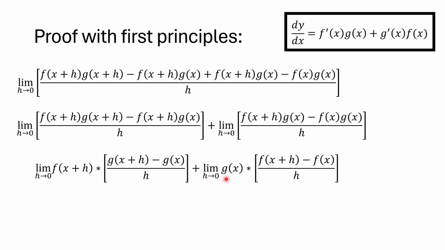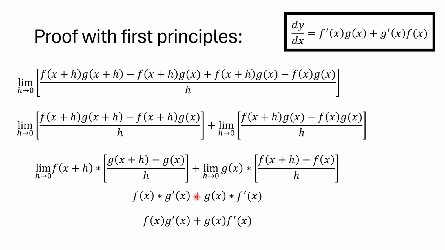And then here g(x) is fine. There's no h's to deal with. And here this is the formula for finding f'(x). So that will all simplify to this, which we can then tidy up like that. And you get f(x)g'(x) plus g(x)f'(x). And that's how the formula works.